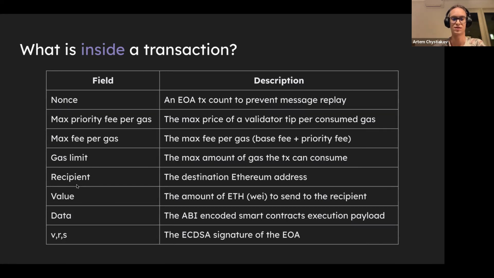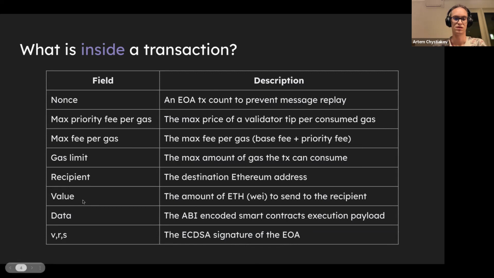Then there is a recipient. It is a regular Ethereum address. It can be pretty much any value, and there might not even be a private key for the address that is set as a recipient, but you can send funds to this account. For example, address 0, there is no private key for such an account, but still you can send transactions to this account.